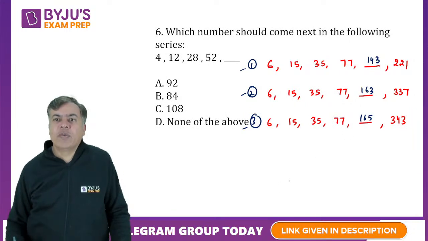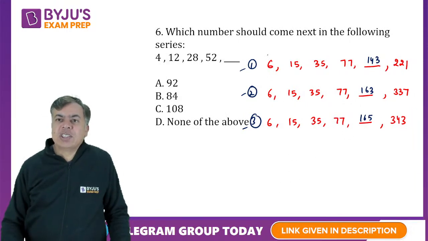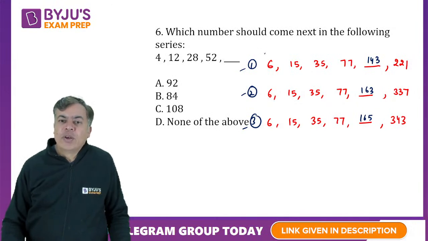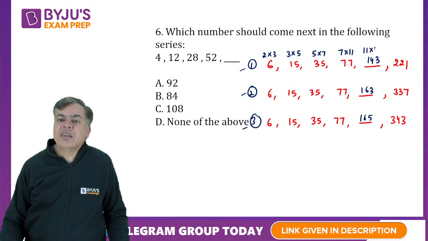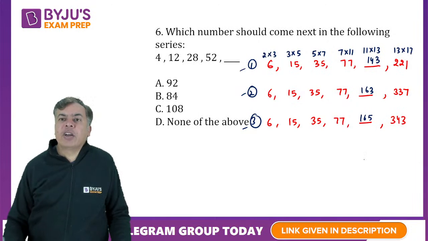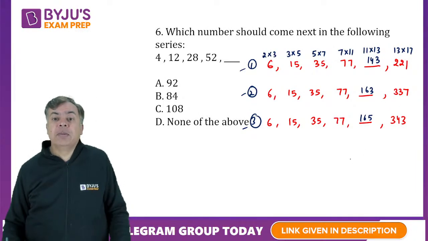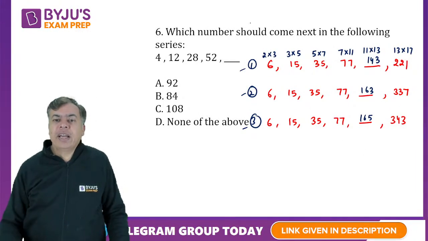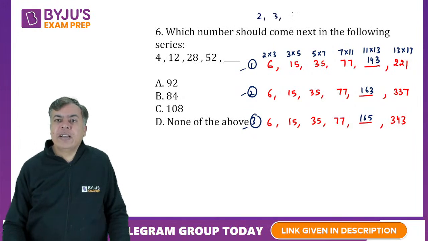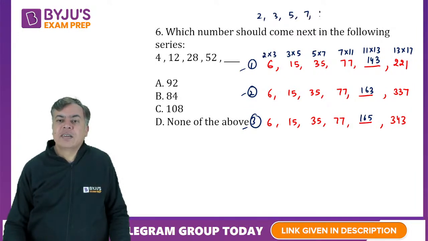Okay, now see what is happening. I will tell you the logic of all. First is 2 into 3, 3 into 5, 5 into 7, 7 into 11, 11 into 13 and 13 into 17. These are the product of consecutive primes. You have primes 2, 3, 5, 7, 11, 13.